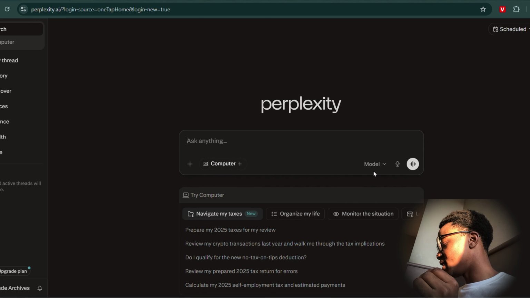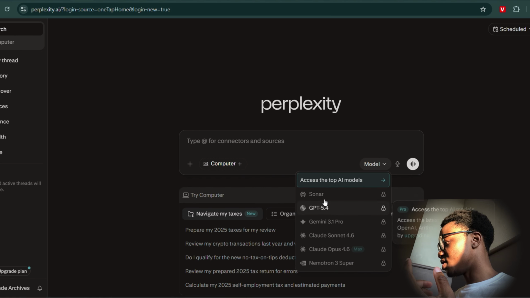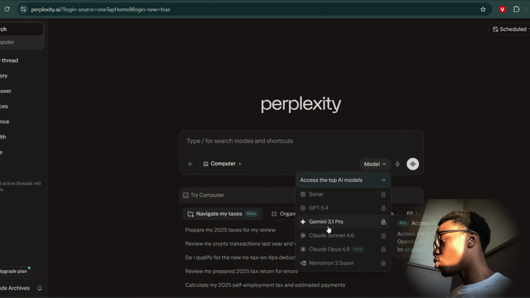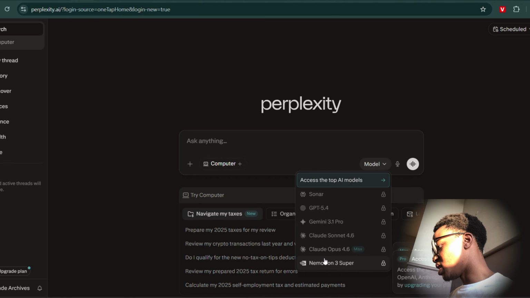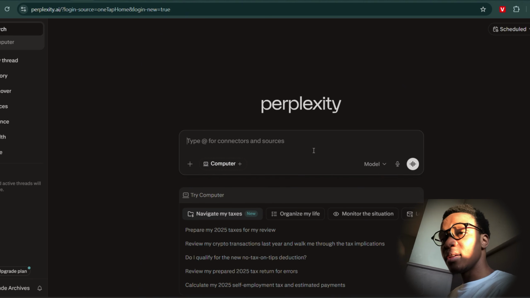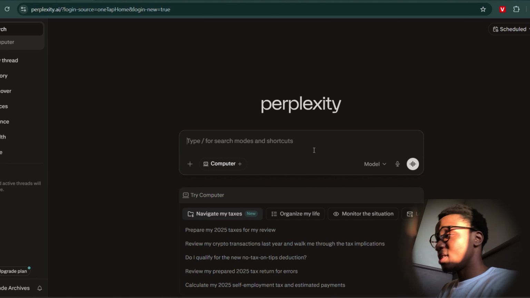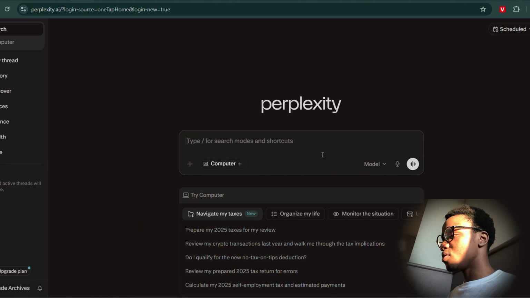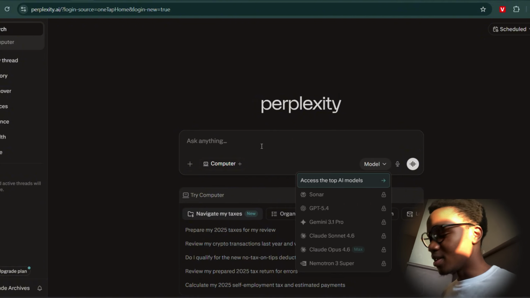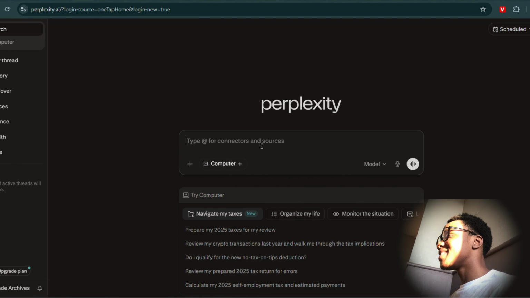Perplexity's power is, if you are using the paid version, you can access GPT, Gemini, Claude, and Nemotron Super. You can access all these other models in one AI. So you get to choose if you're using the paid version. Some of us are on the free version of this.